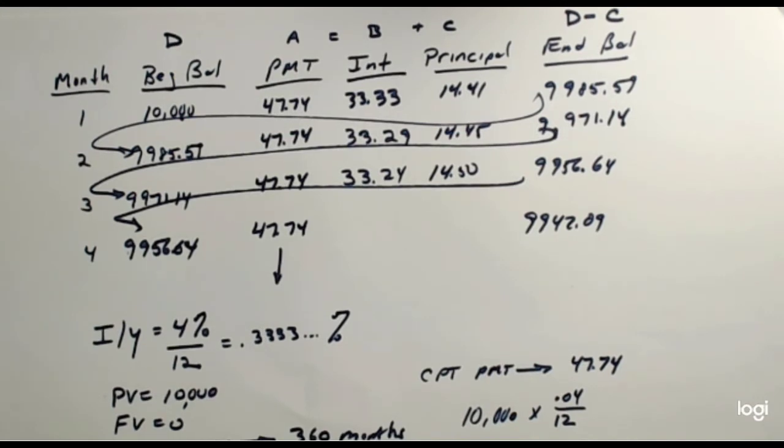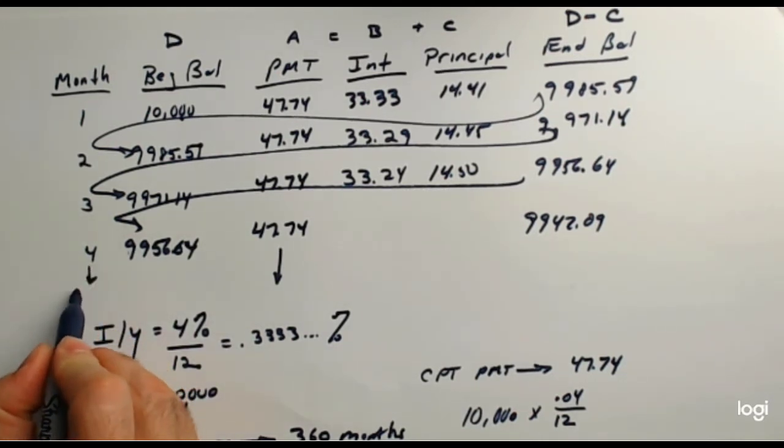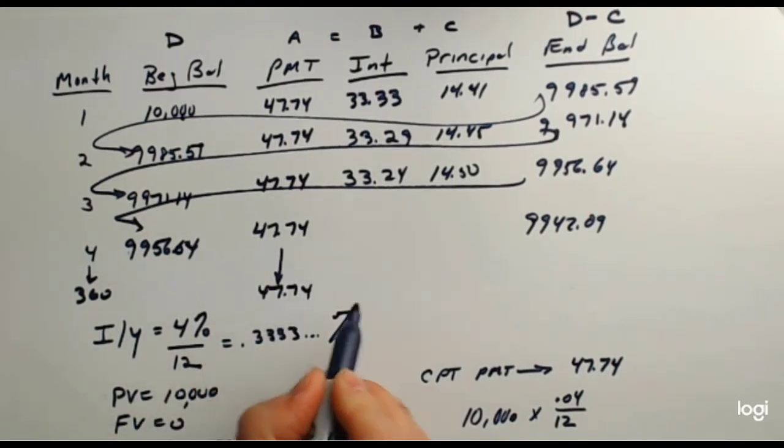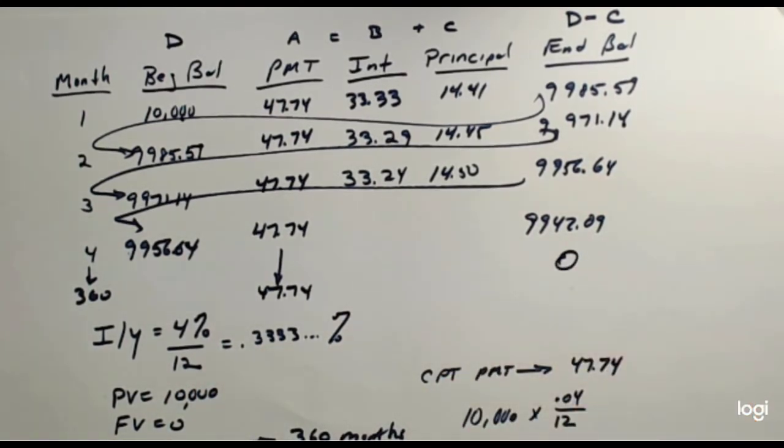So when you pay a mortgage, the first few payments are going to be heavy on interest and small on principal. But as time goes on, your payments are going to be mostly principal because your balance is coming down significantly over a period of time. So when you get all said and done at month 360, you'll make that last payment of $47.74. The ending balance will be 0 because everything will be paid off. That's how amortizing loans work. They're often consumer loans that are amortizing loans, but you can get commercial loans that are amortizing loans also.